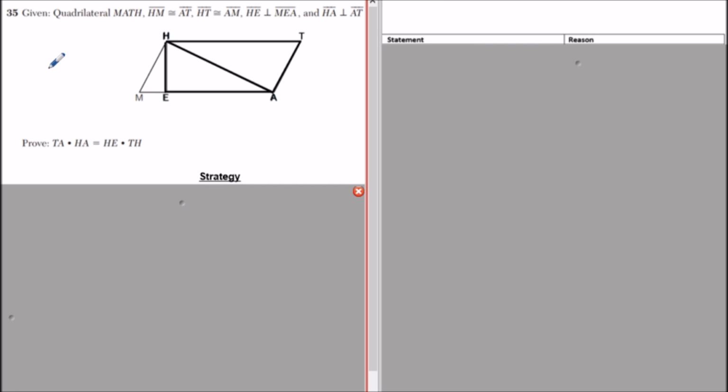Okay, so this is the last question of the test. This one is worth 6 points. And anytime I have to do a proof, what I like to do is read the givens, translate them onto the diagram, read the proof statement, and then develop a strategy from there.